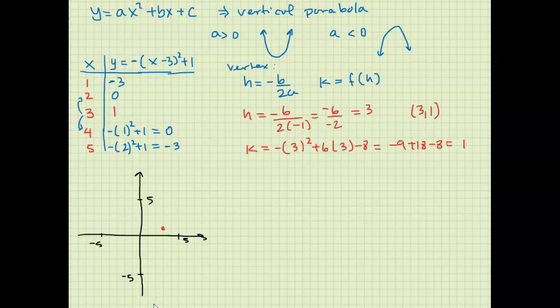Then we have points 4, 0 and 2, 0. And 5, negative 3 and 1, negative 3. And then we draw the parabola. Bob's your uncle. There we go. That's it.